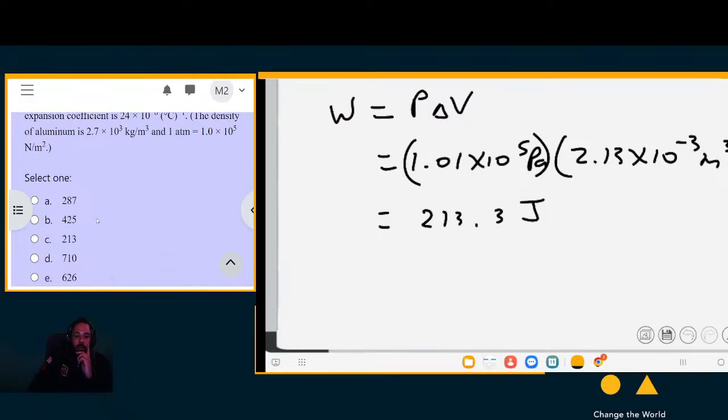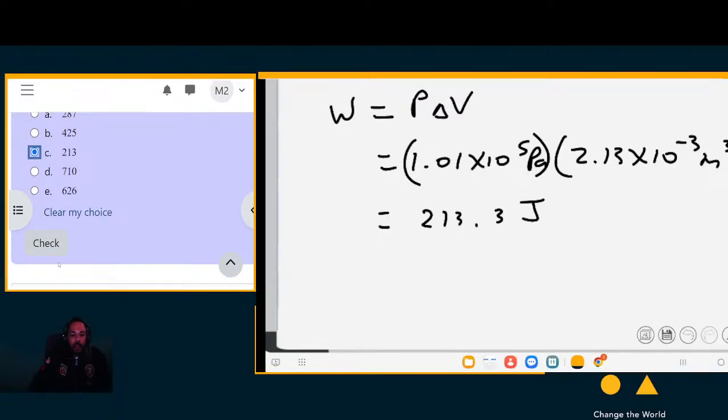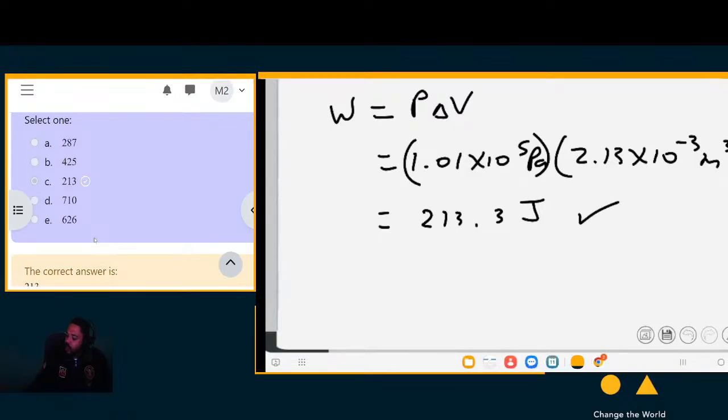by the aluminium jar. So 213. Let's check 213. And yes, we are indeed correct again.